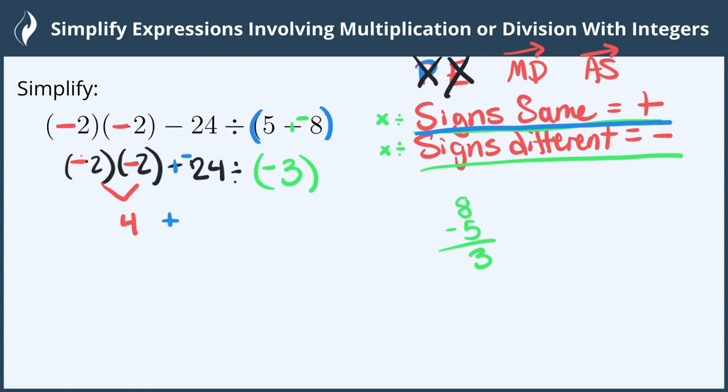24 divided by 3 is 8. So the answer is positive 8. Now that I've completed all my multiplication and division from left to right, I can move to adding and subtracting. 4 plus 8 is 12, and we've now simplified our expression all the way down to the answer of positive 12, and we're all done.